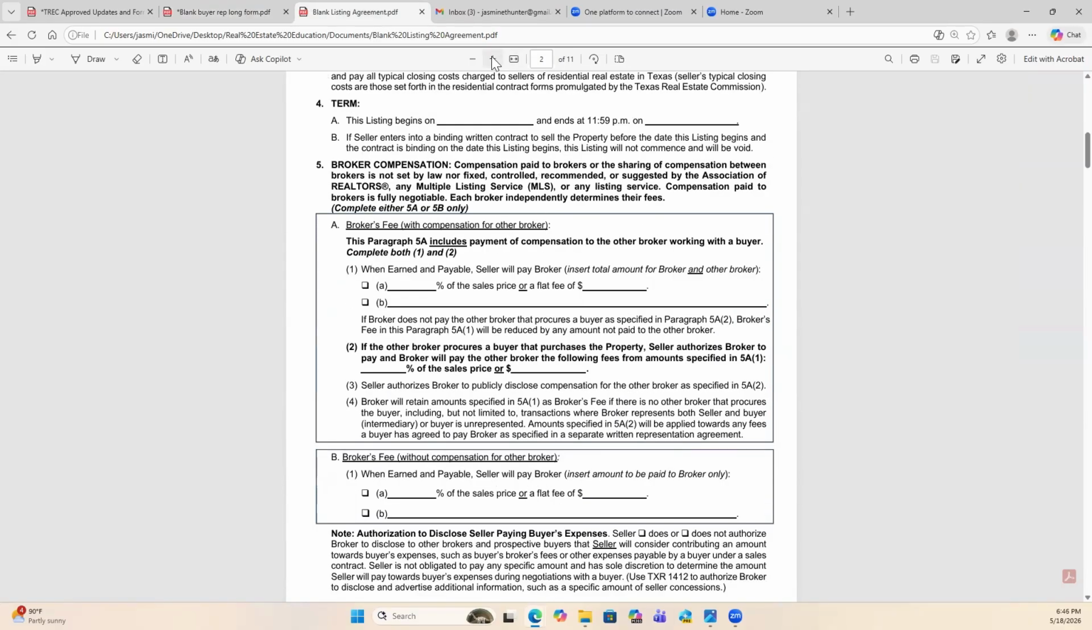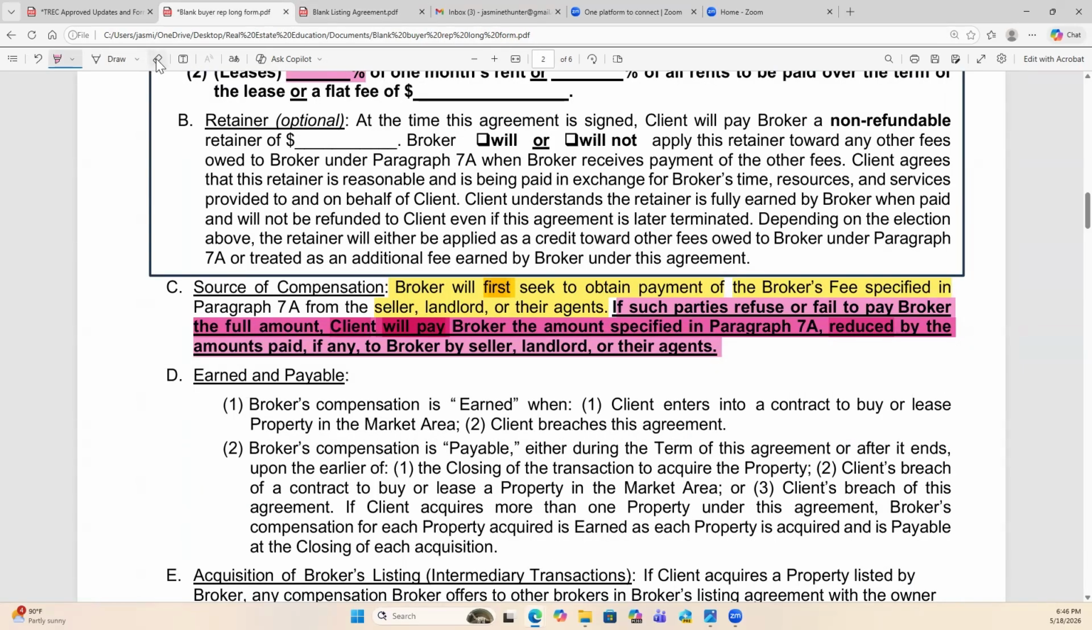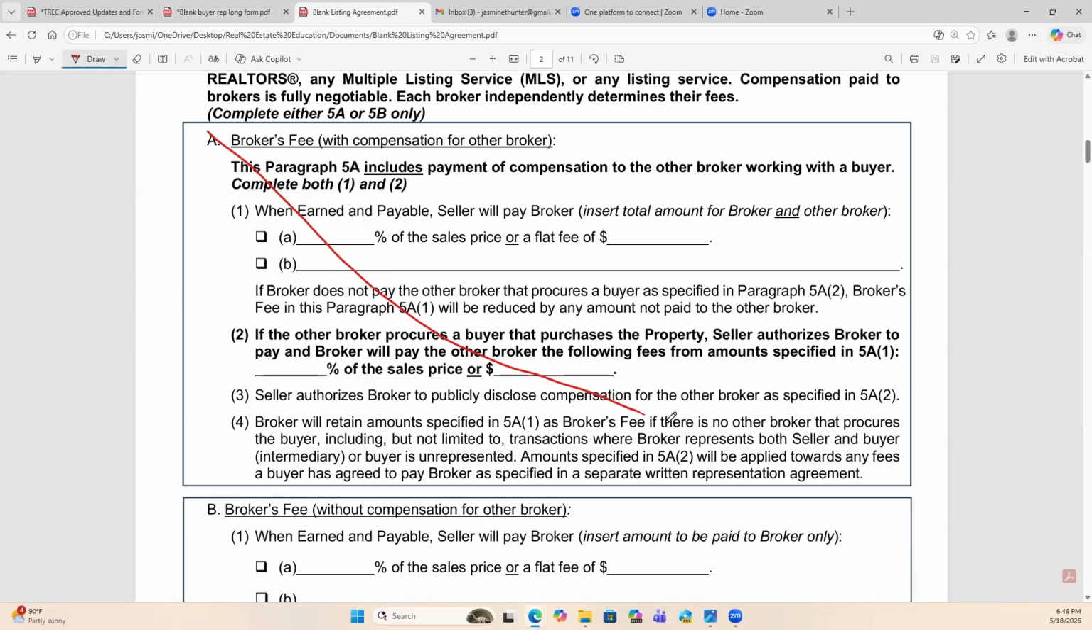Now, on the seller side, let's go to the seller side. This is what's changing. Actually, I'm sorry, this is also changing. Hold on. Where it says, or their agents, there won't be, or their agents, nothing. The seller or the landlord will pay. I will first seek the payment from the seller or the landlord. This right here, or their agents, that's about to be cut. Let me show you where. Now, on this side, this whole section right here, this is about to get cut.